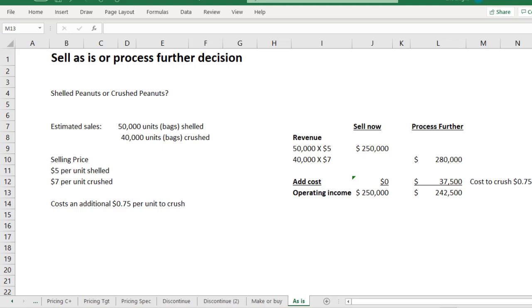In these sell as is or process further situations, the key is to determine whether or not the additional costs for processing are going to be more than the revenue that we're going to bring in from additional processing.